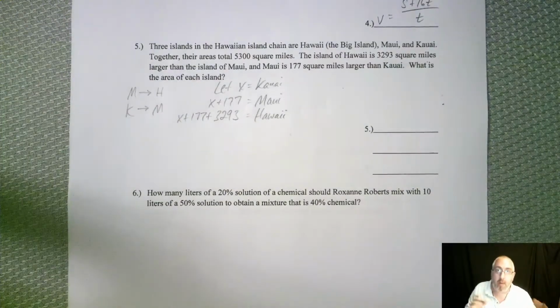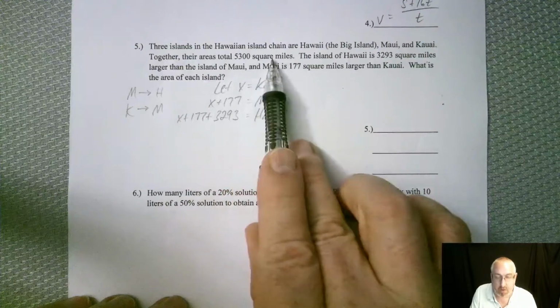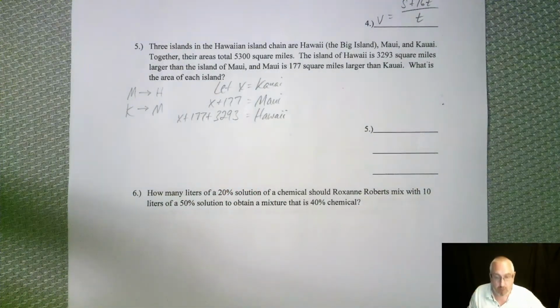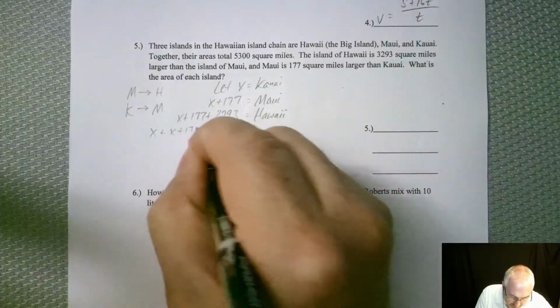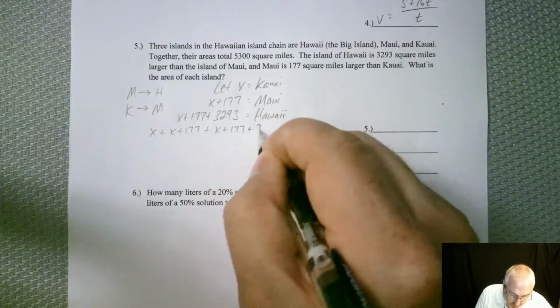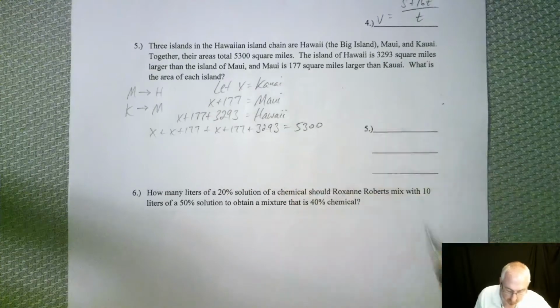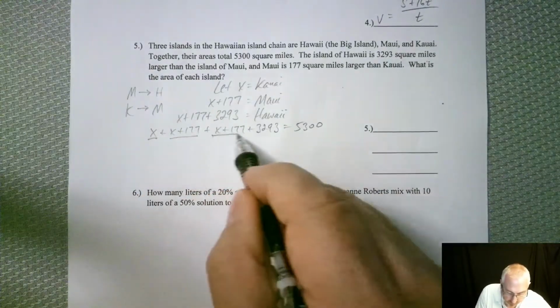Okay, so now we have all three expressions down, but how do they tie together? Well, that's the first part. Their areas total 5,300 square miles. So we need to put all three expressions into an equation. So we've got x plus x plus 177 plus x plus 177 plus 3293 equals the 5,300. So there's the first island, there's the second, and there's the third.